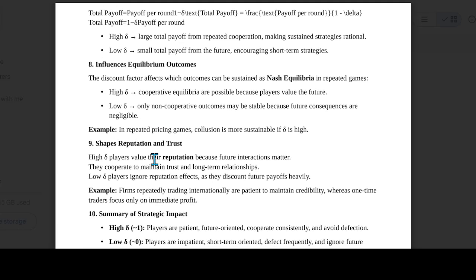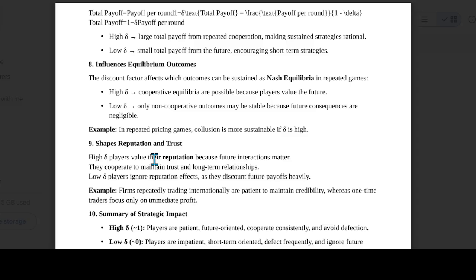It influences equilibrium outcomes. The discount factor affects which outcome can be sustained as a Nash equilibrium in repeated games. Now, what does this mean? It means it is basically going to change which equilibrium happens. If the discount factor is high, cooperation will be stable. If it is low, then cheating will be a stable result, because future consequences matter less when the discount factor is low. So the equilibrium changes depending on the discount factor: will the equilibrium be more stable under cooperation, or more stable under cheating?